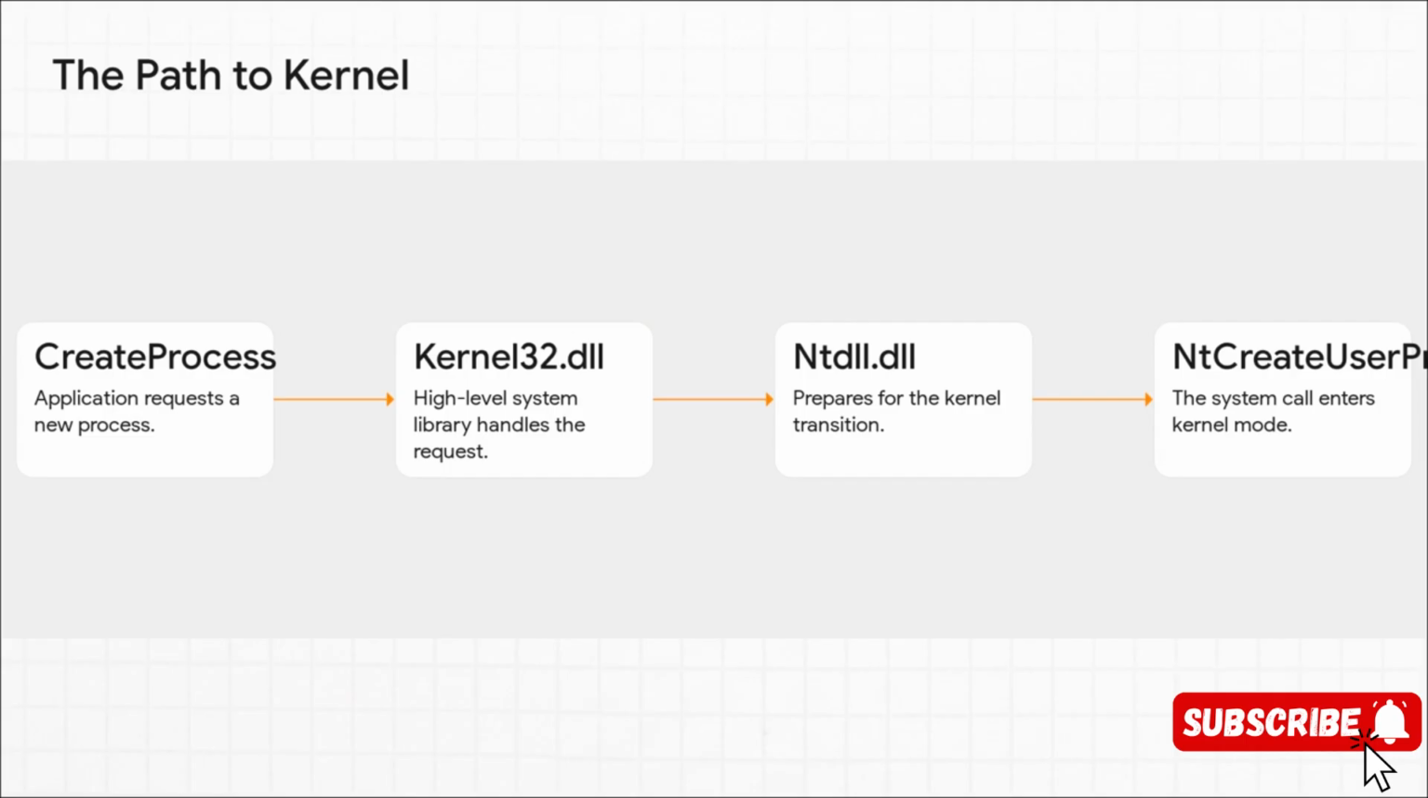And check this out. This diagram from the Windows Internals book shows us exactly how we get across that wall. See, a user mode request, something like CreateProcess, doesn't just talk directly to the kernel. No way. It triggers a chain reaction, getting passed down through system libraries until it hits the final gateway, NtCreateUserProcess. And that function is the key that unlocks the door to kernel mode.